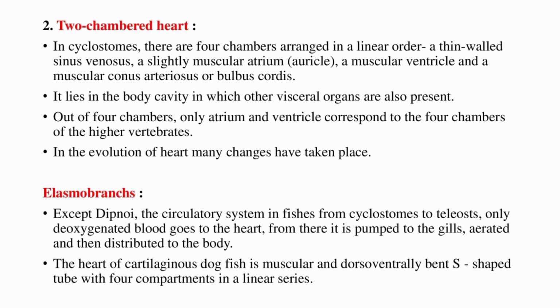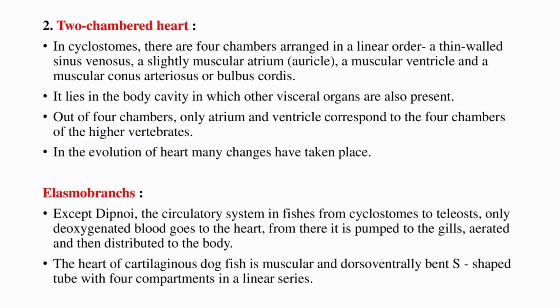It lies in the body cavity in which other visceral organs are also present. Out of 4 chambers, only atrium and ventricle correspond to the chambers of the higher vertebrates. In the evolution of heart, many changes have taken place. Elasmobranchs, except dipnoi, the circulatory system in fishes, from cyclostomes to teleost, only deoxygenated blood goes to the heart. From there, it is pumped to the gills, aerated, and then distributed to the body.